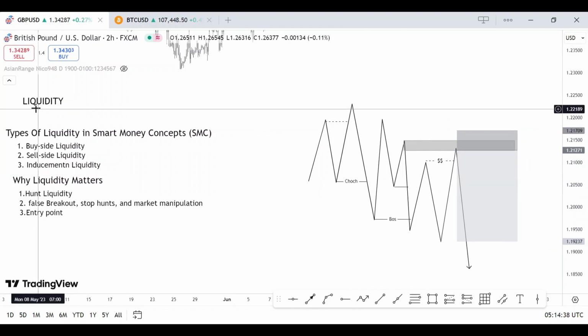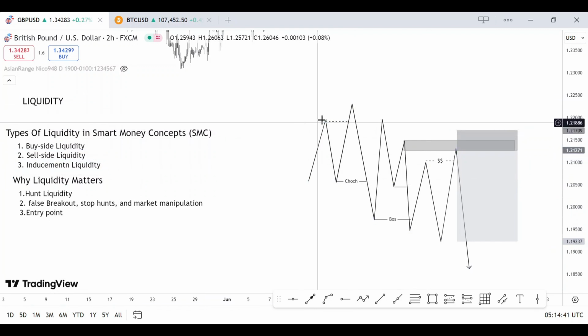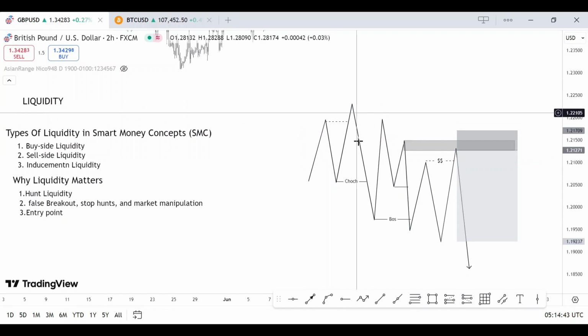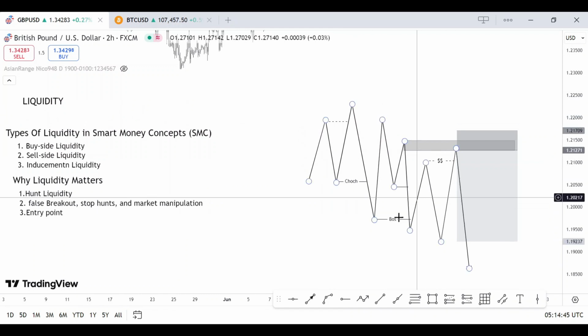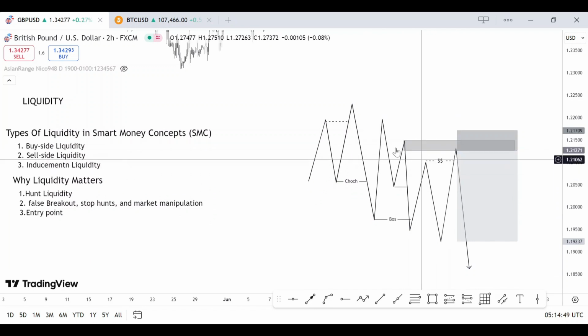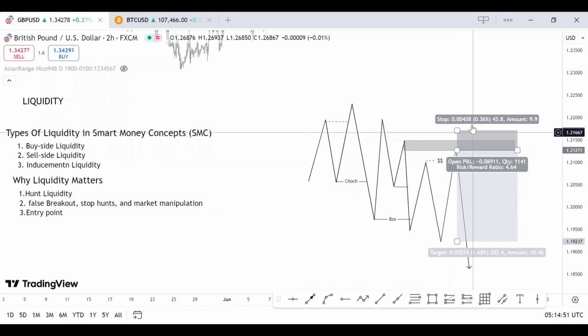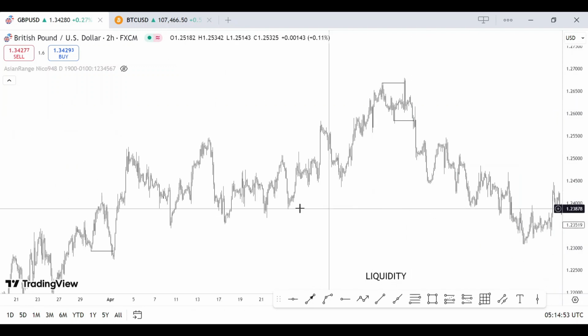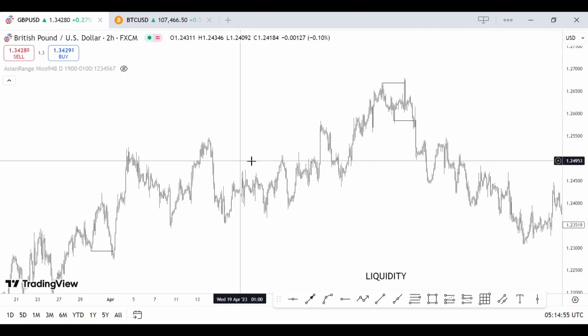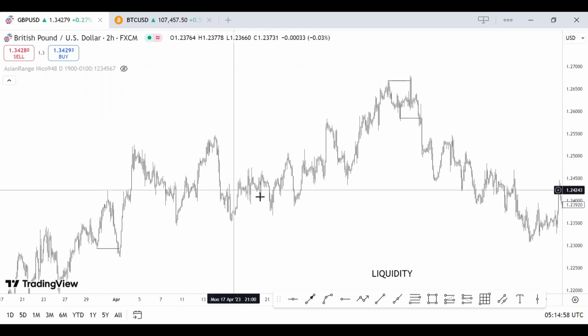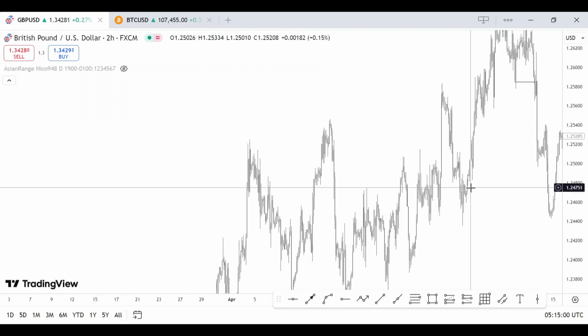You can see all we've explained here: your buy side liquidity being raided, creating a change of character and a break of structure, and price came, gave you an inducement liquidity and an entry point right here. So you enter, you sell, and we saw a perfect example of that. We saw it somewhere around here, yes, here.